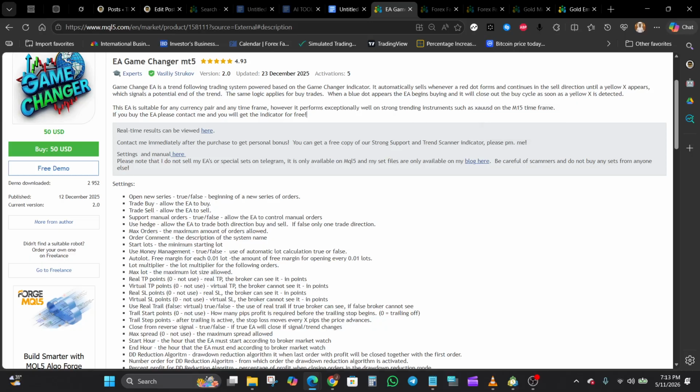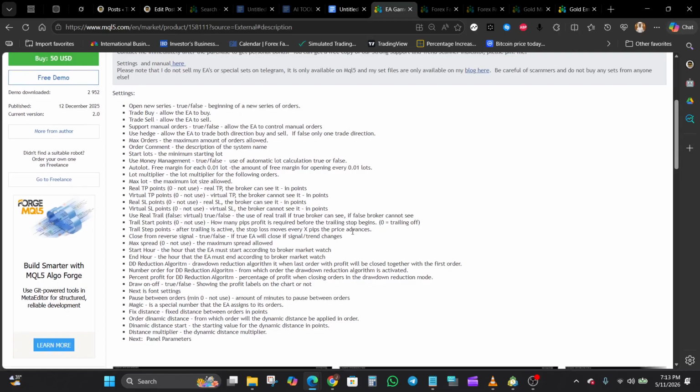Now, moving further into the settings section, this is where the EA becomes much more customizable. Right away, there are options to allow or disable buy trades and sell trades independently, which can be useful depending on current market conditions or if someone only wants exposure in one direction. There is also a hedge setting available, which allows the EA to trade both buy and sell directions simultaneously. If disabled, the EA will only maintain one directional bias at a time.